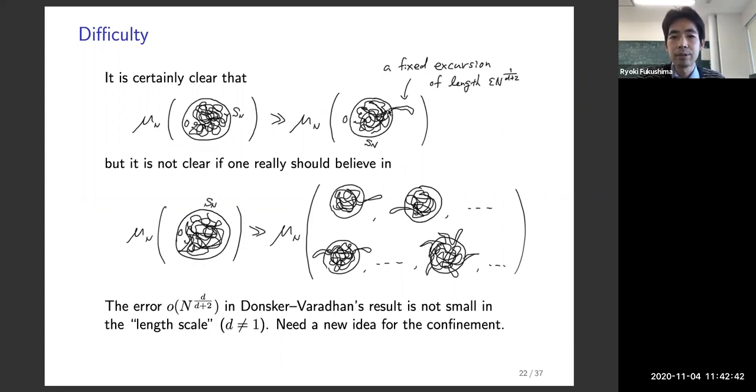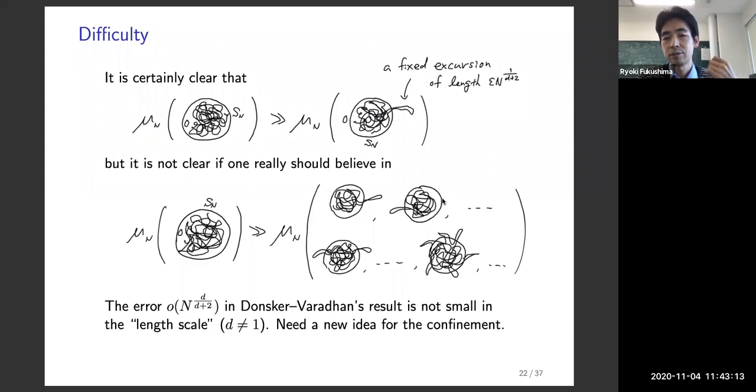However, of course, what we want to prove is that there is no excursion. And if you allow one excursion to exist, then of course, there are many other ways to arrange excursions like this. There are many of them. So the first picture here is quite believable, and I think you can even prove it. But it's not clear if one really should believe in the second inequality. There is a huge amount of configurations which have an excursion.